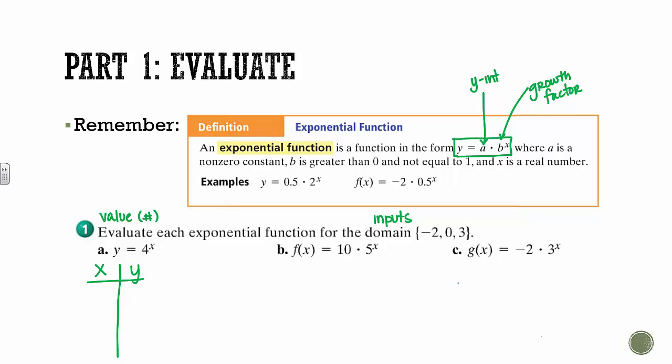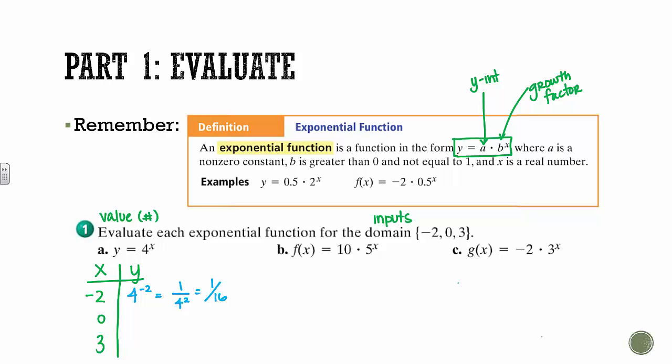Remember, we tend to call our inputs or our domain the x values, so we're going to plug in -2, 0, and 3. And then we just have to do some math. When we plug this in, we get 4 to the -2nd power. Remember, that means that we have 1 over 4 to the +2nd power. We're dividing by 4 twice, and we get 1/16.